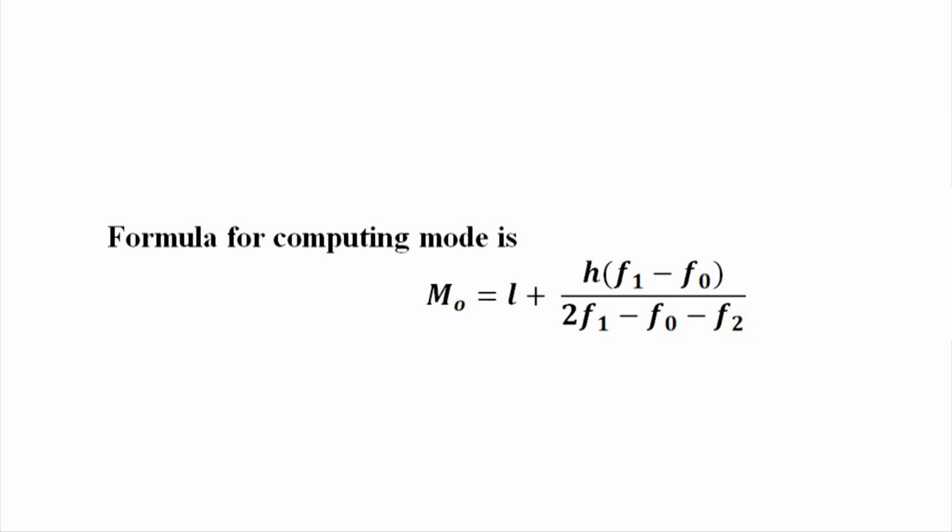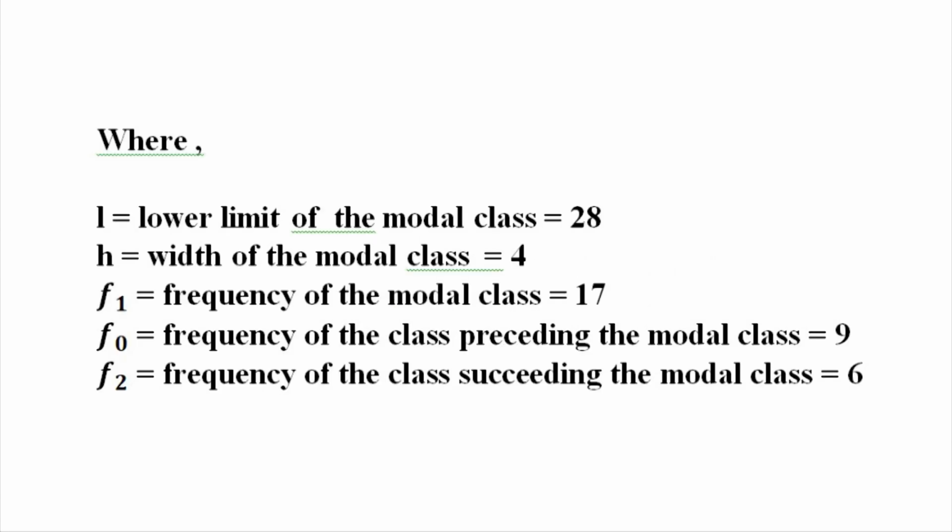The interpolation formula used to calculate mode is mode is equal to L plus H into F1 minus F0 divided by 2F1 minus F0 minus F2, where L is the lower limit of the modal class, which is equal to 28, H is the width of the modal class, which is equal to 4, F1 is the frequency of the modal class, which is equal to 17, F0 is the frequency of the class preceding the modal class, which is equal to 9, F2 is the frequency of the class succeeding the modal class, which is equal to 6.